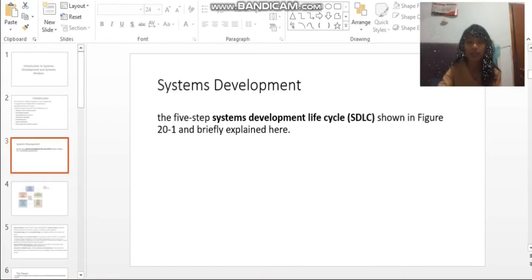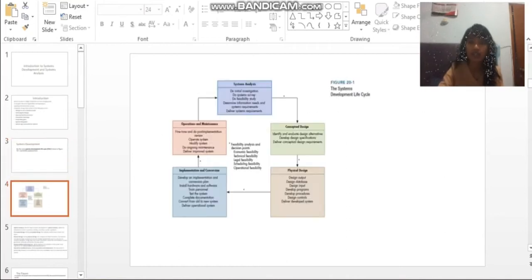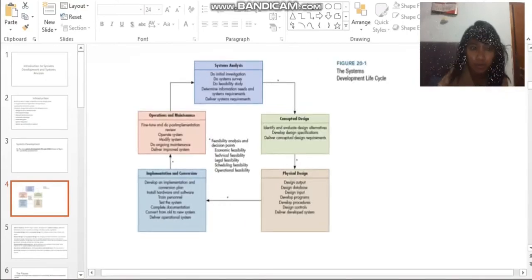System development. The five-step system development life cycle, or SDLC, shown in figure 2-1 and briefly explained here. Here is the system development life cycle: there is system analysis, then conceptual design, then physical design, and then it goes to implementation and conversion, and operation and maintenance, and then goes to system analysis again.